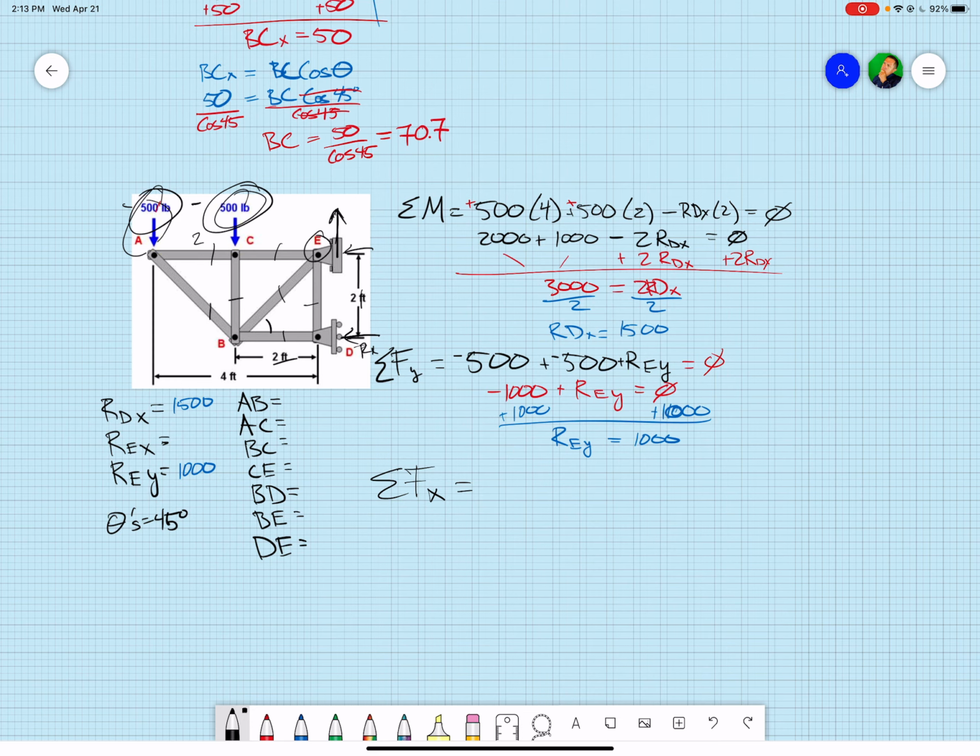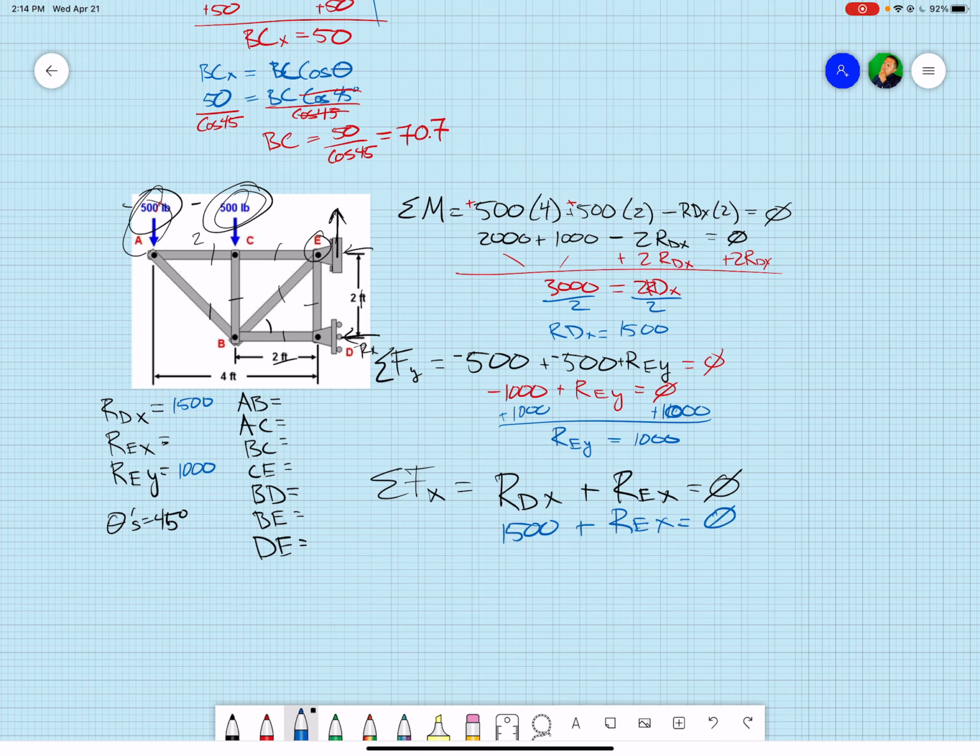What forces do we have going on in the X? I see RDX, and I see REX, and those are the only forces acting on it. Those add up to 0, right? We already have that RDX is 1,500. So we've got 1,500 plus REX is equal to 0.